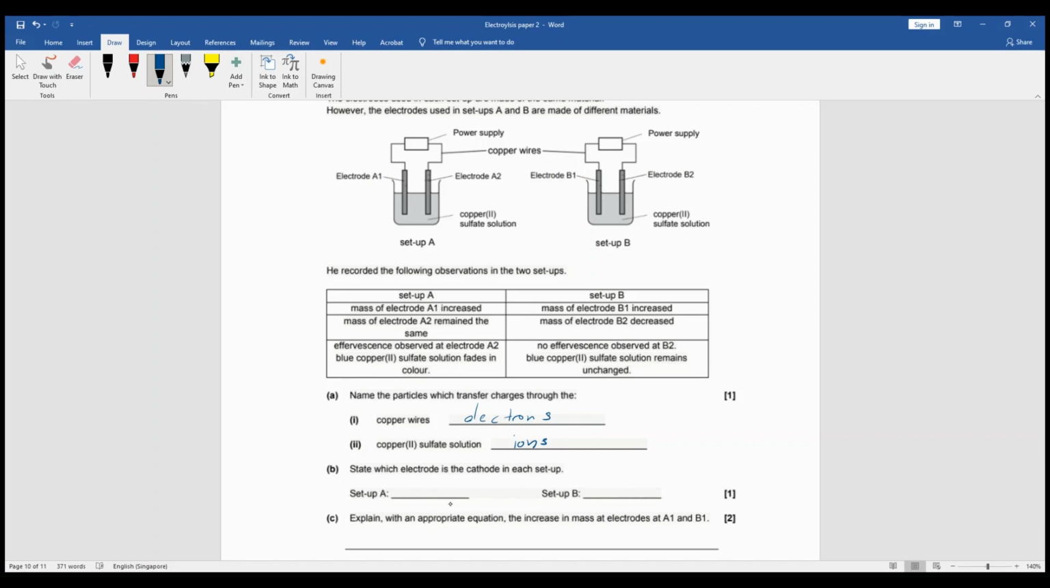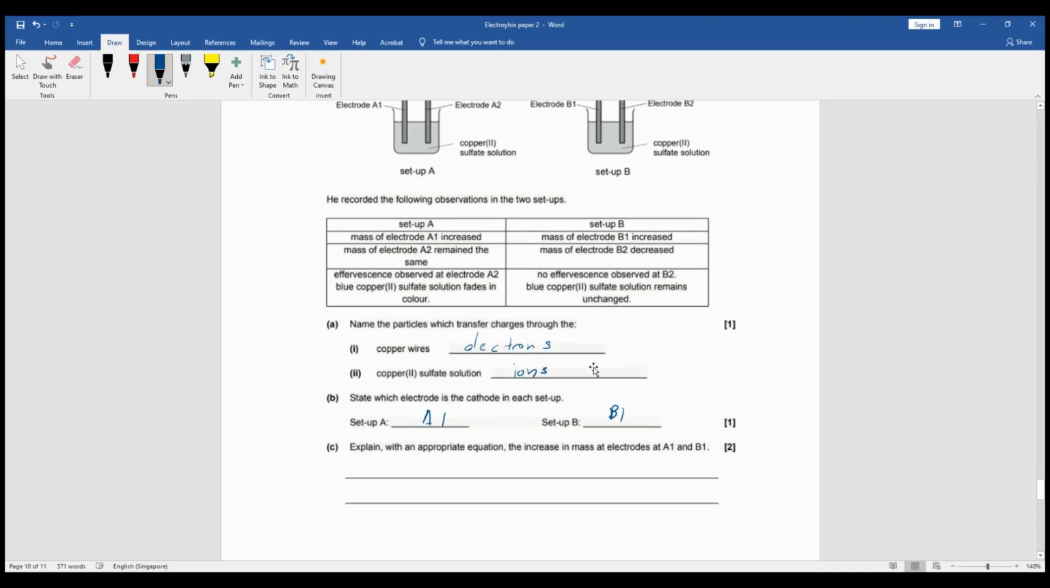Next, which electrode is the cathode in each setup? This one I think you should know. So setup A is your A1 is the cathode. Setup B is your B1. Just look at who increases, decreases, all this. Explain with an appropriate equation the increase in mass at electrode A1 and B1.